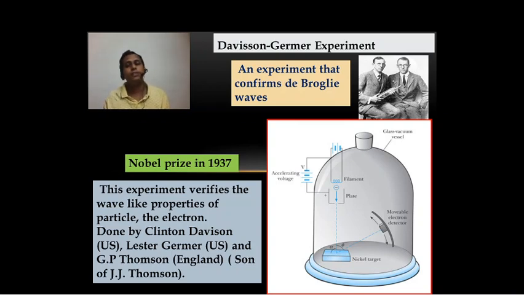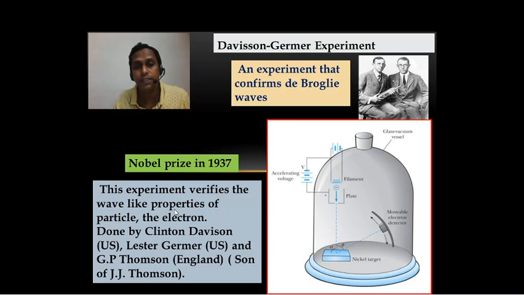It's an experiment which confirms the de Broglie waves. Actually, this is not the Davisson Germer experiment only, it's the Davisson Germer Thomson experiment. That Thomson is G.P. Thomson, the son of J.J. Thomson. So this experiment is the Davisson Germer Thomson experiment.